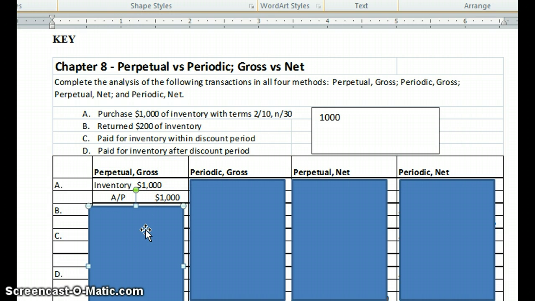Okay, so now transaction B, we return $200 of the inventory. So what would be the transaction there when we have a return? Okay, you're lowering the liability, so you have to debit the liability, and then you have to lower the asset account. Good.